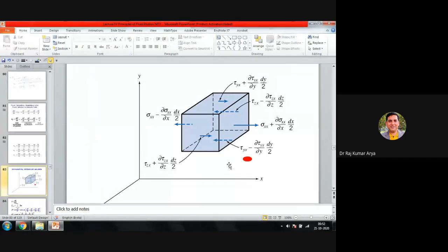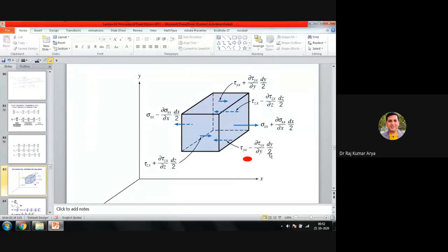So did you understand why this is tau yx? If you are on this plane, the bottom, the perpendicular will go to the y direction. So that is your plane. Now you want to do the balance in the x direction, so you have put tau yx. So for the top you wrote tau yx plus del tau yx upon del y into dy by 2. Then for the bottom you wrote tau yx minus del tau yx upon del y into dy by 2.